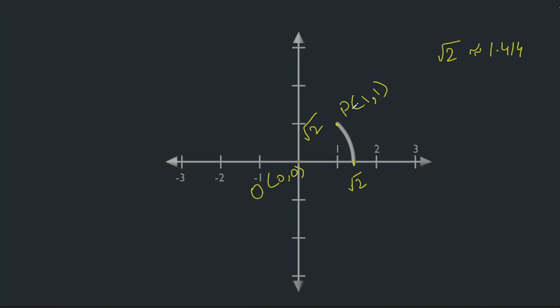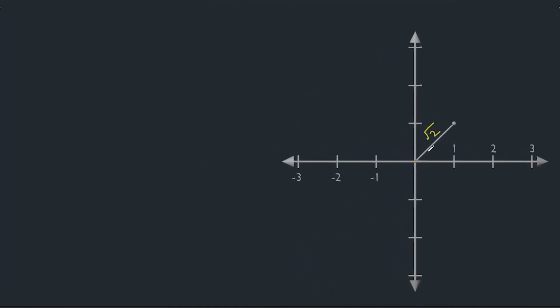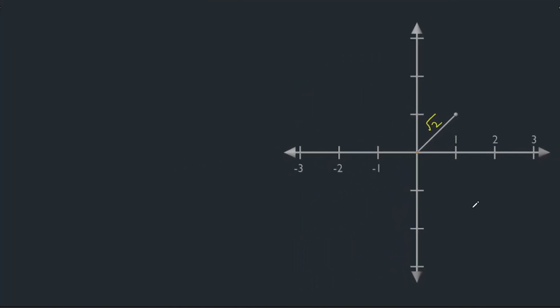Now I am going to erase all this and would like to explain why the distance between the origin and the point P is square root 2. Again I am writing that the origin is 0, 0 and the point P has coordinates 1, 1. So we have to apply the distance formula between O and P.